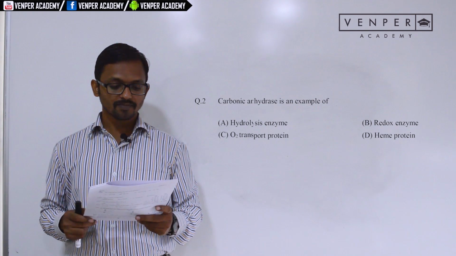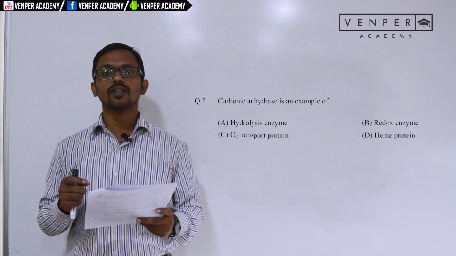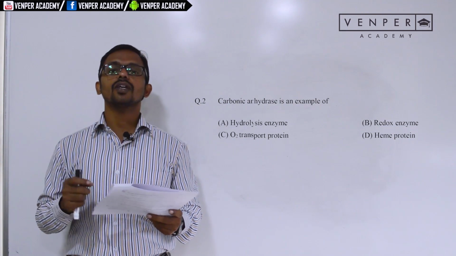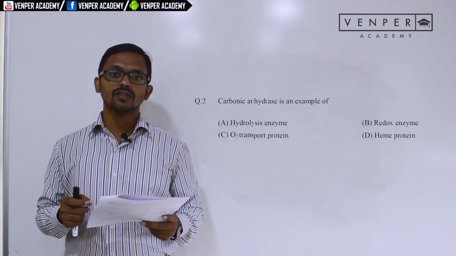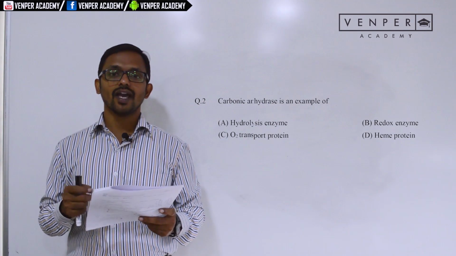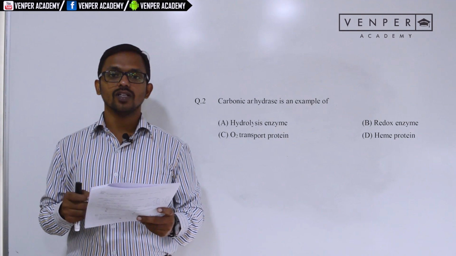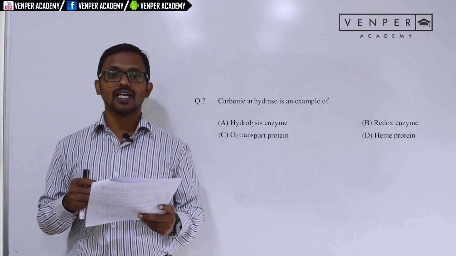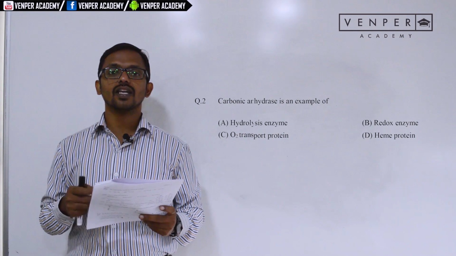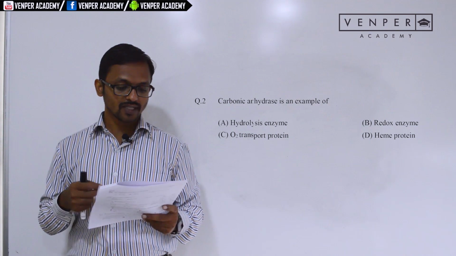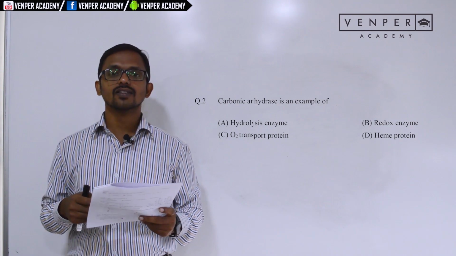In the given 4 options, option 1 is correct. That means carbonic anhydrase is used to hydrate carbon dioxide. That means this is a hydrolysis enzyme. So, when we use this enzyme, carbon dioxide reacts with water and gives carbonic acid. So, that is the reason why we call it a hydrolysis enzyme.